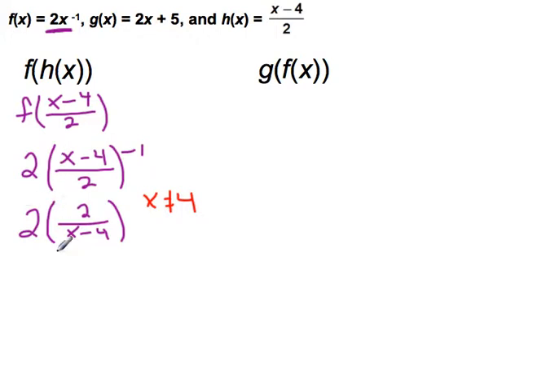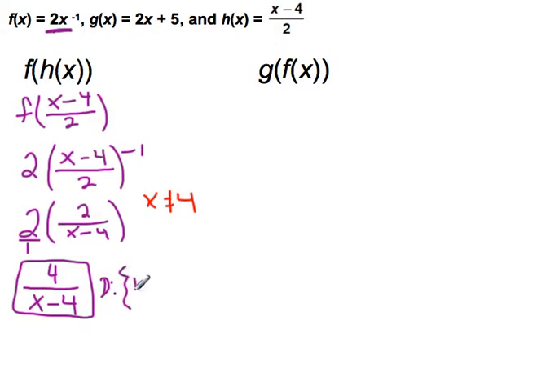Now if I were to simplify this, think of this as 2 over 1. So if I multiplied straight across, this would be 4 over 1 times x minus 4, which is 4 over x minus 4. Okay, that's simplified as far as we can go. Now again, in the denominator, I still have x minus 4, so x still can't be 4. So when I write my domain, again, it'll be all reals, this time not equal to 4. All reals not equal to 4.